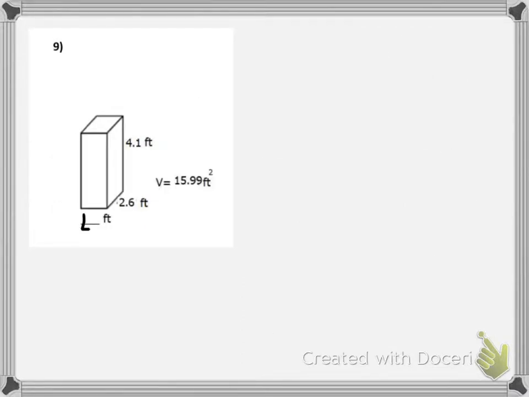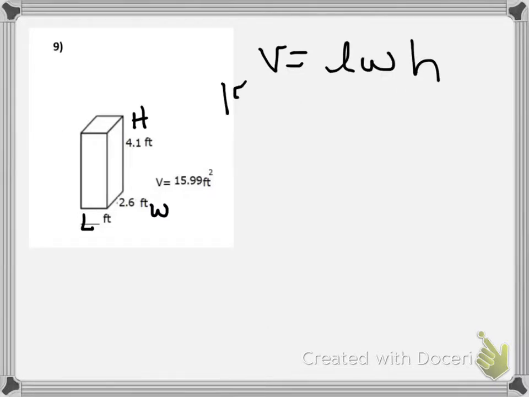All right, so this time we're looking for the length. We're told what the width is, what the height is, and again, we're given what the volume is. So let's substitute what we know in. We know the volume is 15 and 99 hundredths. We don't know what the length is. We know the width is 2 6/10. And we know the height is 4 1/10.